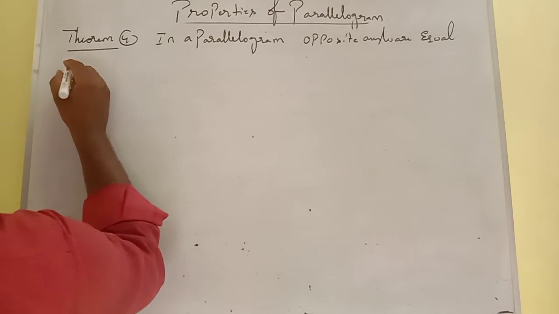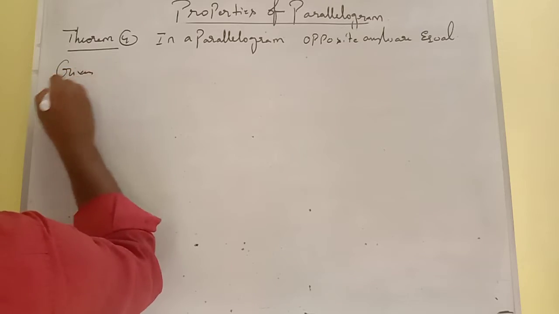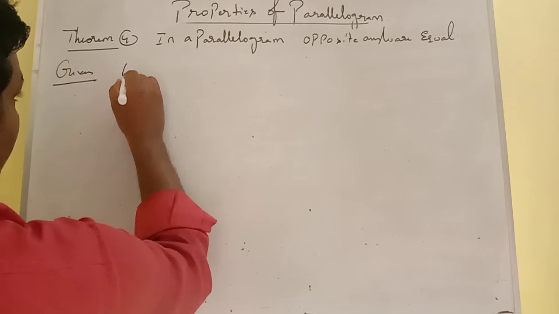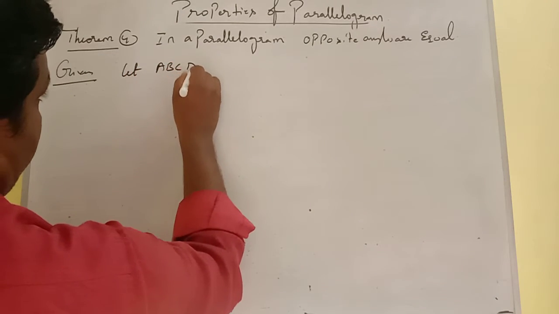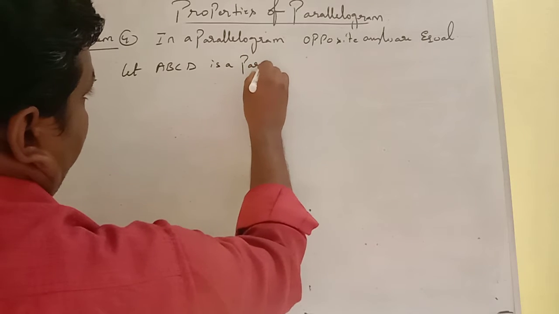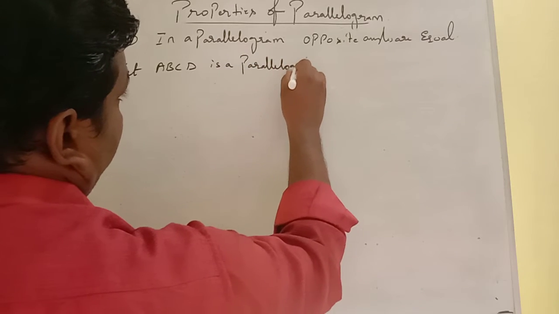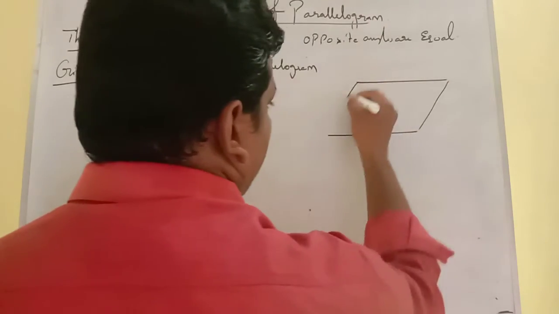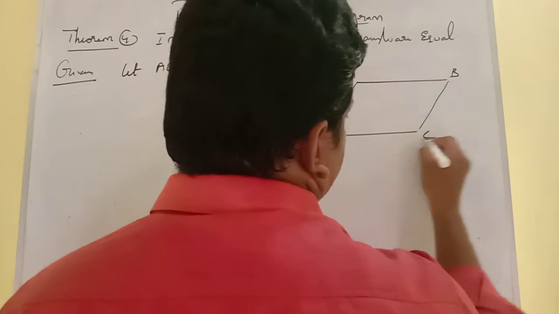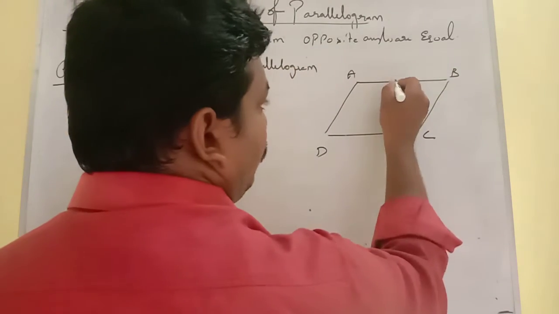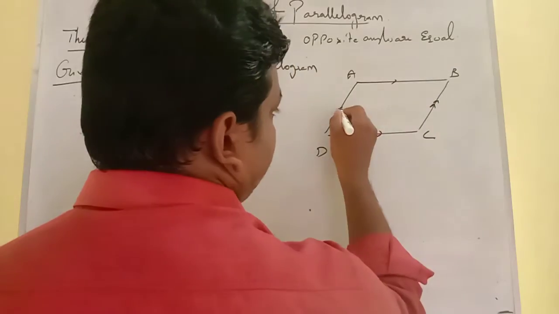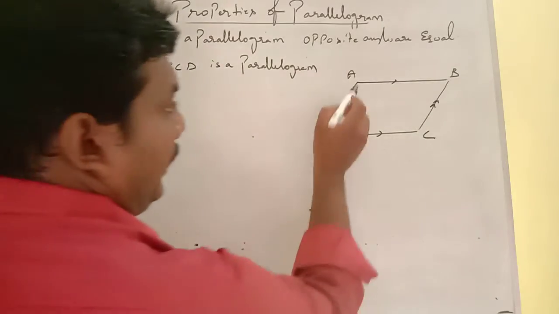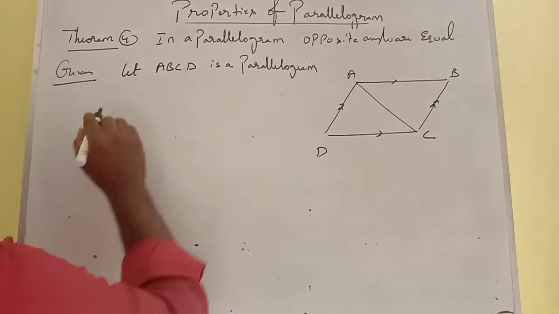So let us see what is given. In a parallelogram, let ABCD be a parallelogram. Draw the parallelogram, ABCD. We know that the opposite sides are parallel; both pairs of opposite sides are parallel in a parallelogram. If you draw a diagonal AC, this is given.